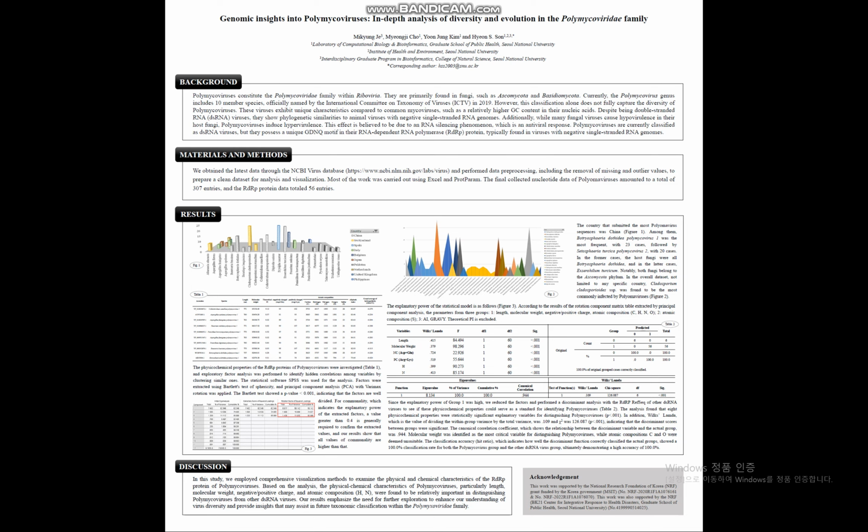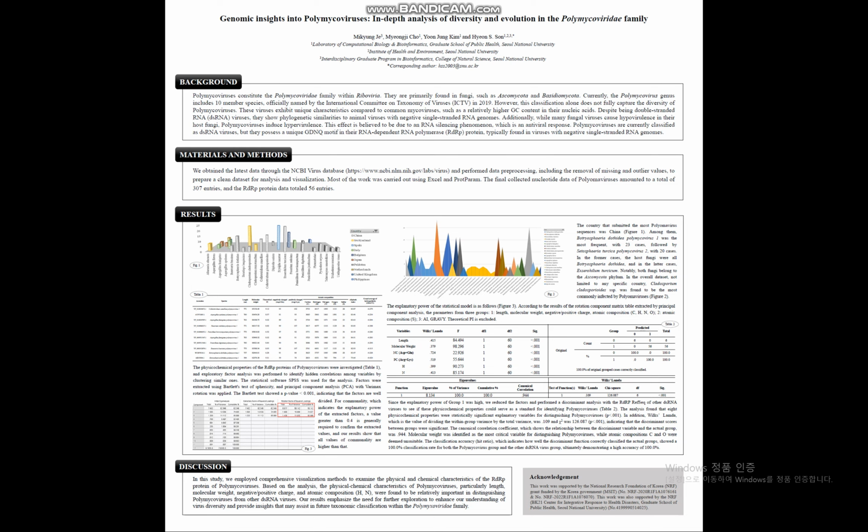The rotated component matrix from PCA grouped the parameters into 3 categories. Group 1 is length, molecular weight, and negative and positive charge, and atomic composition of carbon, hydrogen, nitrogen, oxygen. Group 2, atomic composition of sulfur. And group 3, aliphatic index (GRAVY). We excluded the theoretical pI from this grouping.